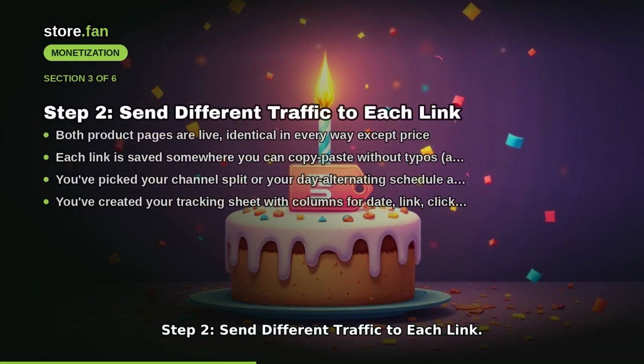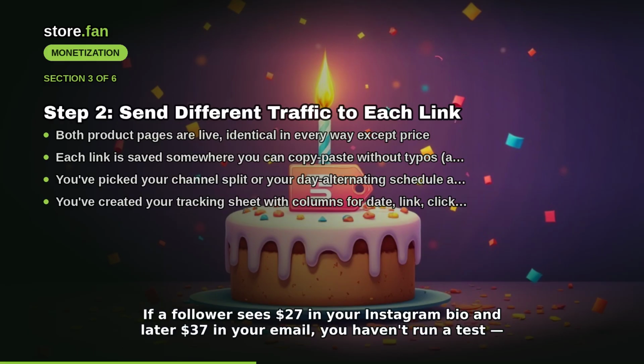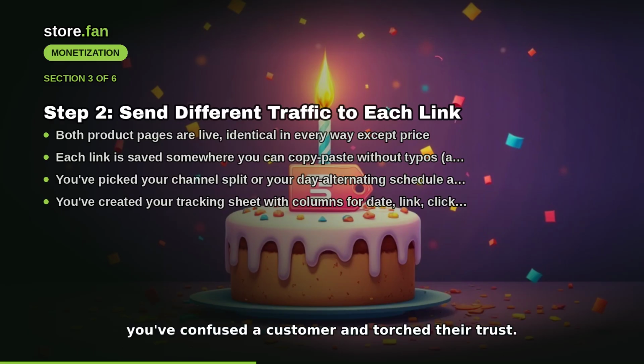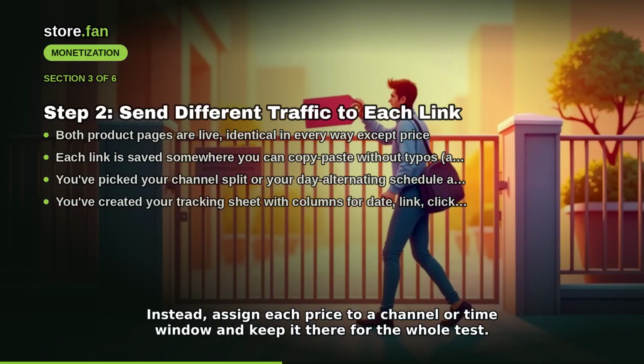Step 2. Send different traffic to each link. The single most important rule: never show 2 prices to the same person. If a follower sees $27 in your Instagram bio and later $37 in your email, you haven't run a test. You've confused a customer and torched their trust. Instead, assign each price to a channel or time window and keep it there for the whole test.